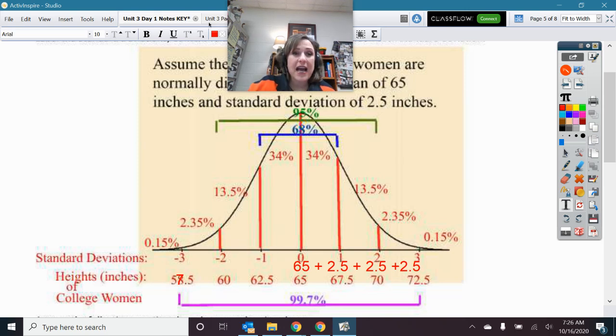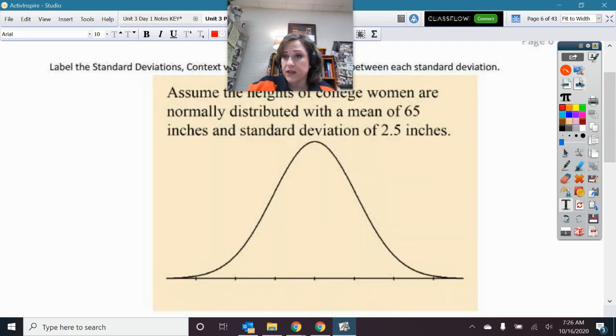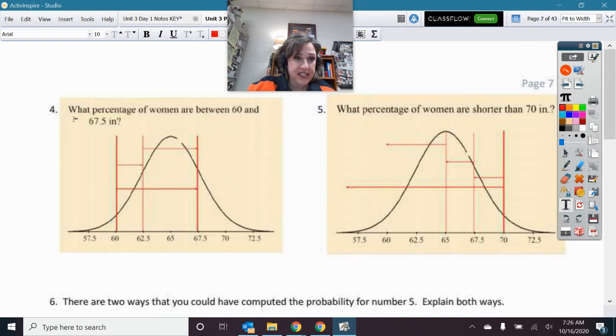Okay? Now we're going to get a little bit more involved. Now we're going to see something such as this. What percent of women are between 60 and 67.5? So I'm going to go from 2 standard deviations down to 1 standard deviation up. And then this one, number 5, what percentage of women are shorter than 70? So I want you to pause the video for a minute, and then I want you to calculate those proportion of women that fall in those height amounts. Okay, do that now.